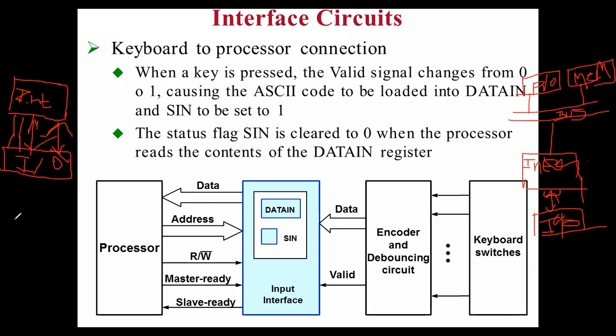Suppose we are taking the serial port. Here only one bit is transmitted at a time, so all the bits are transmitted serially, bit by bit. That is a serial port.